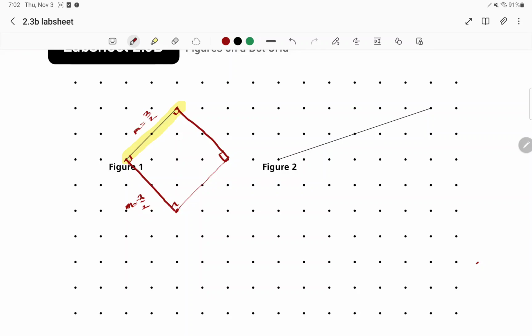Step 2 was to square the square. And when you square the square, it looks something like this. Then step 3 is to find the area of that first, in this case it's a red square.